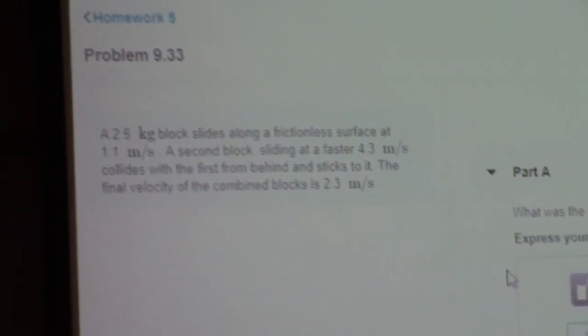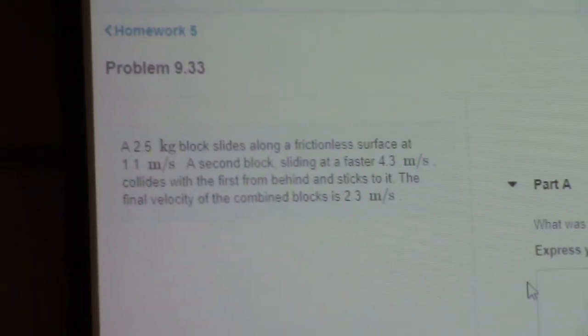All right, here's another one we can look at, 33. A 2.5 kilogram block slides on a frictionless surface at 1.1. A second block sliding at a faster 4.3 collides with the first one from behind and sticks to it. So this is called completely inelastic. That just means sticks together. The final velocity of the combined blocks is 2.3. What was the mass of the second block?